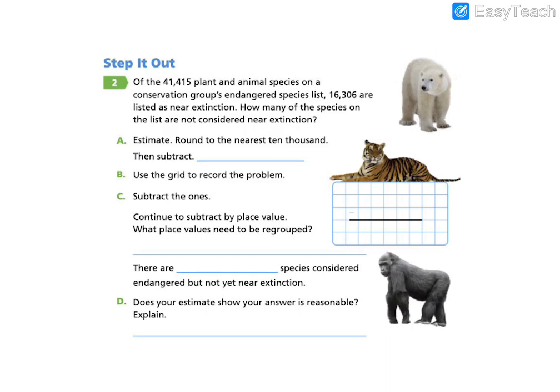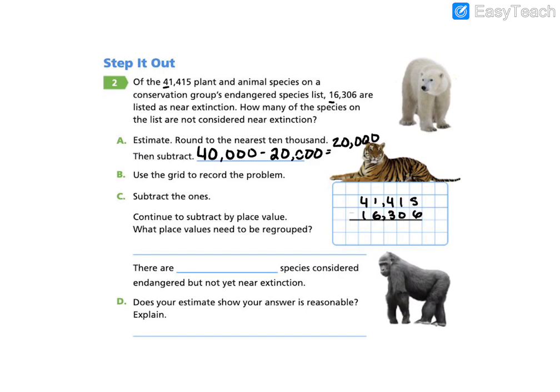Okay, so we're going to the nearest 10,000s place. Go ahead and pause the video and complete your estimate. Press play when you've done that. Let's go ahead and check your work. Your estimate should be 20,000. Then we're going to use the grid to record the problem. Go ahead and pause the video and fill in the grid.